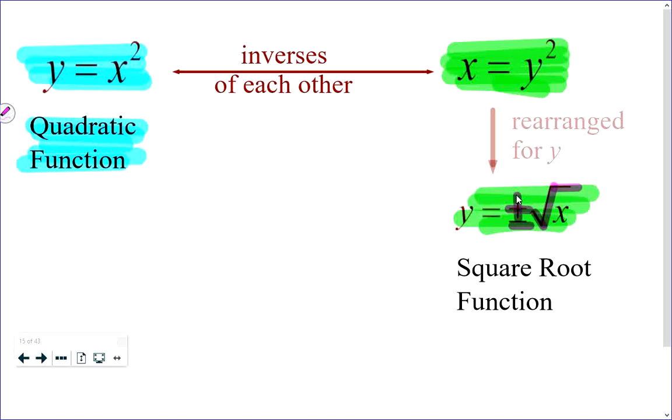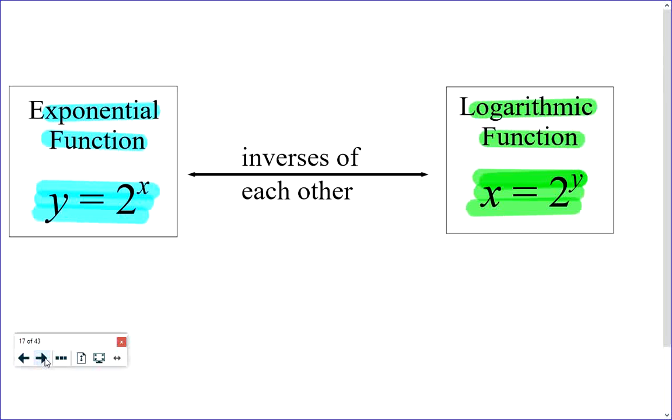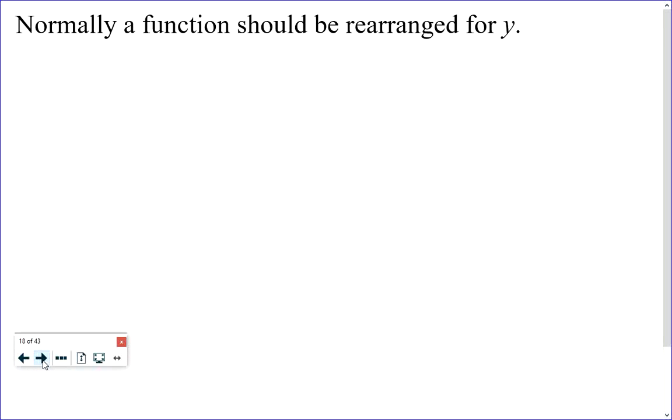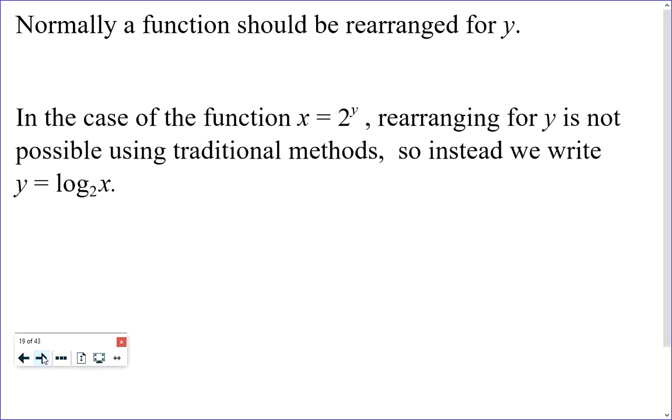Well, keep that in mind now as we move forward. Normally you want to rearrange that for y, but you can't rearrange x equals 2 to the y for y. Instead, we invent a way to write it, just like we invent plus or minus the square root. And we write it as this thing.